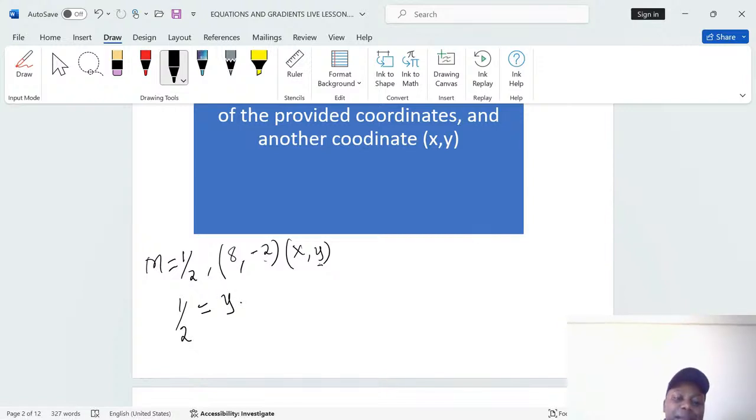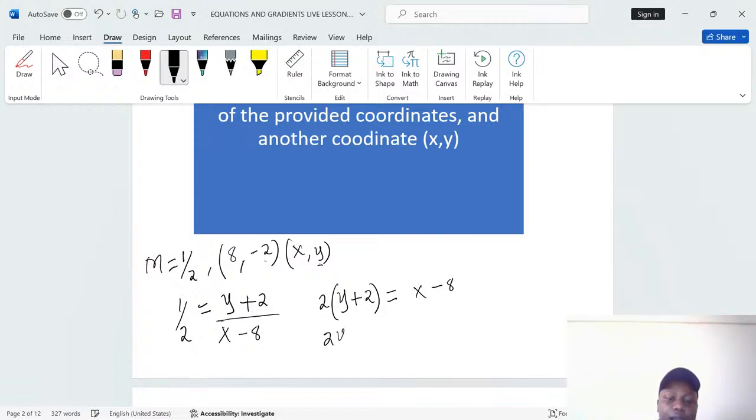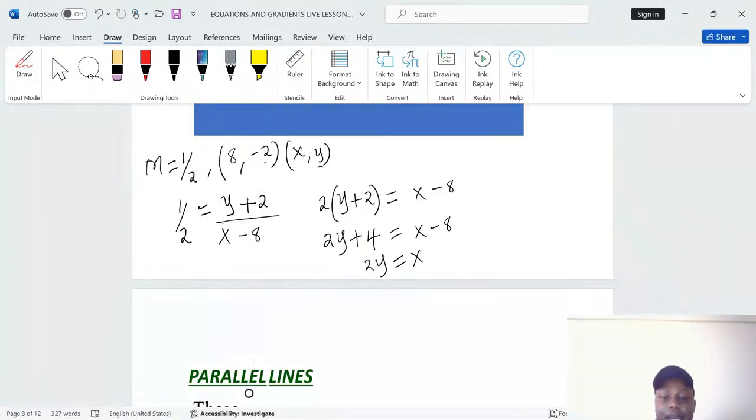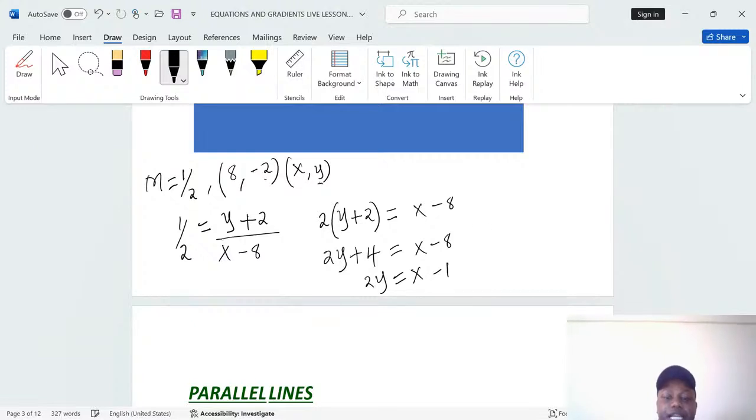So it will be y minus -2, making it a +2, divided by change in x, so x minus 8. At this point now, allow me to cross multiply. When I cross multiply, I will have 2 multiplying y plus 2 equal to 1 multiplying x minus 8. So I'll have 2y plus 4 equals x minus 8. Then I will have 2y equals x minus 8 minus 4, which becomes -12.